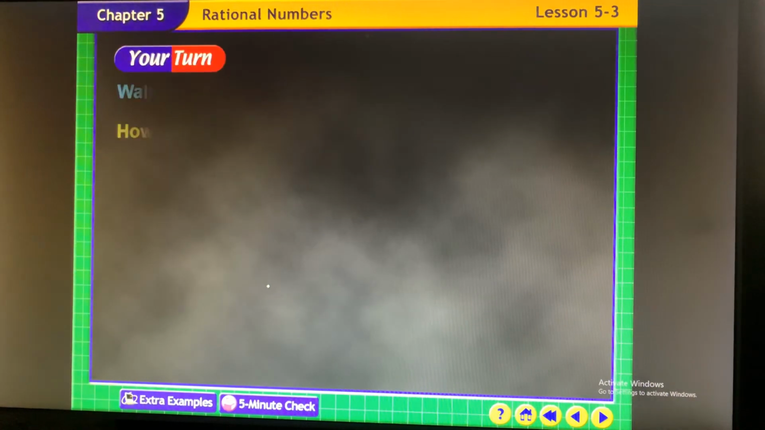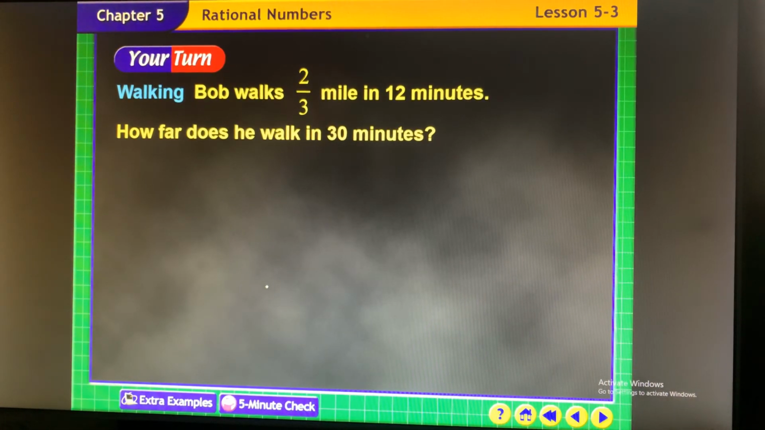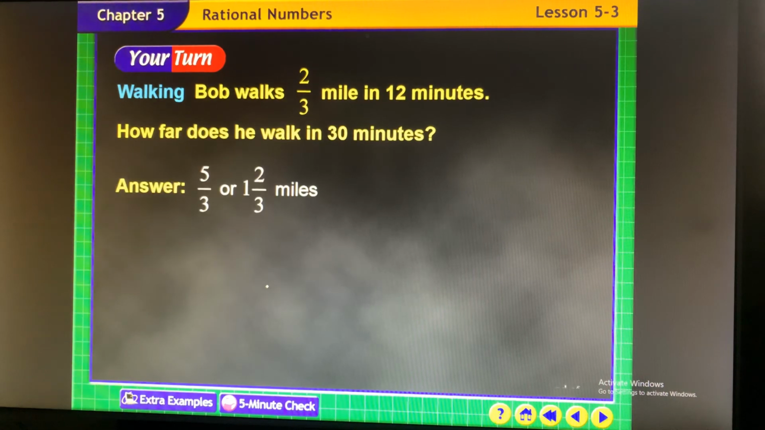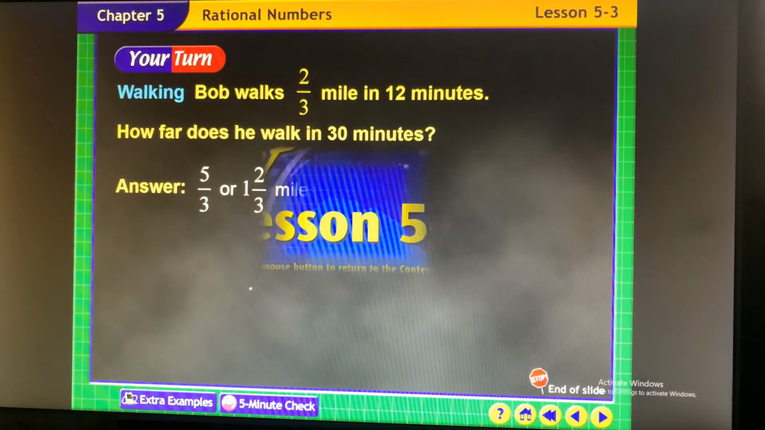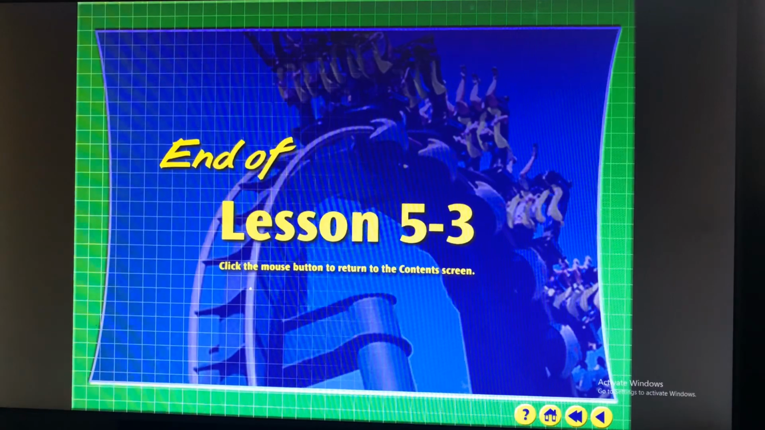And then the same with this problem, same kind of problem. Bob walks 2/3 mile in 12 minutes. How far does he walk in 30 minutes? 1 2/3 of a mile. And that's it. Multiplying is pretty easy.